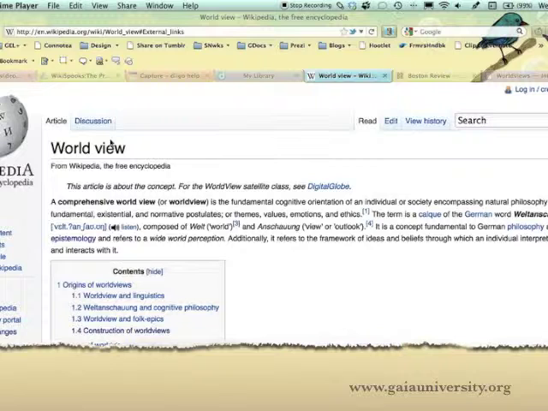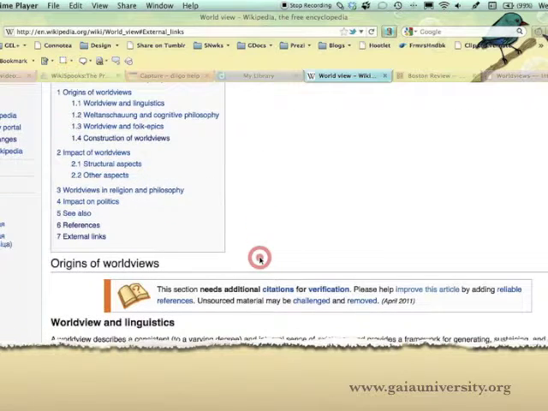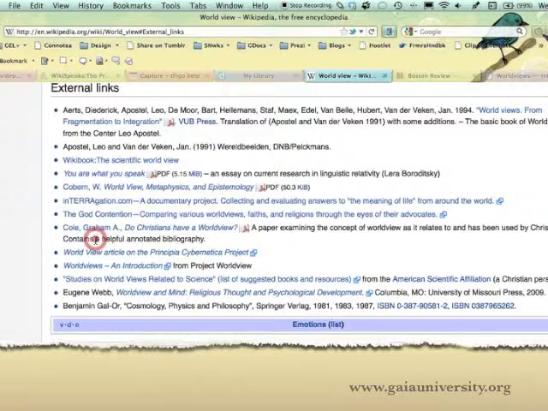You will remember that we were looking at this page called World View in Wikipedia and using it as a starting point for doing our own research. And I'd just like to show you where I would go from here. So I'd go to external links, which takes me down the page, and you'll remember that I identified this site as one of great interest, and I'm going to go there now and have a look at that.